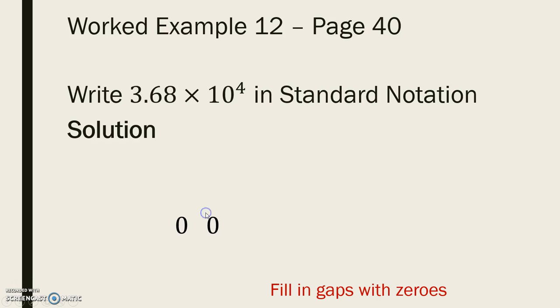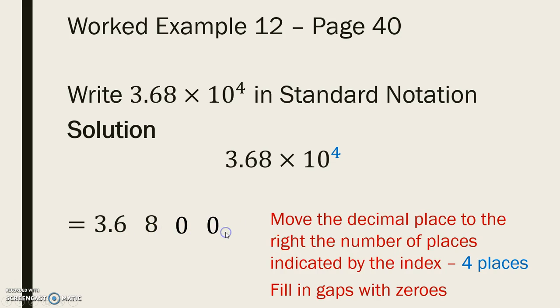Going the other way, or with the decimal number, same thing applies here. 3.68 by 10 to the 4. Start by writing 368. There's our decimal place. And we're going to shift it 4 places, 1, 2, 3, 4 to there, and fill in those gaps with zeros.